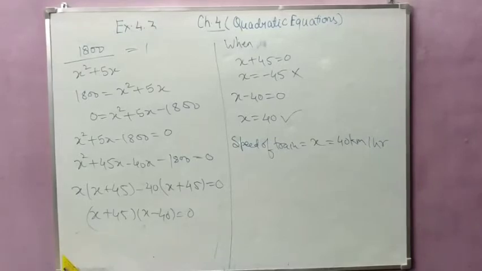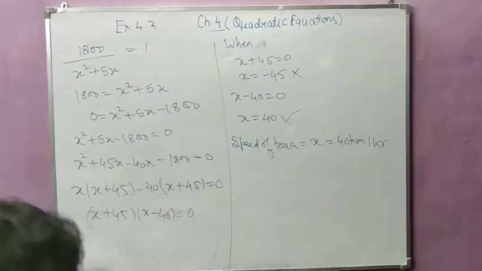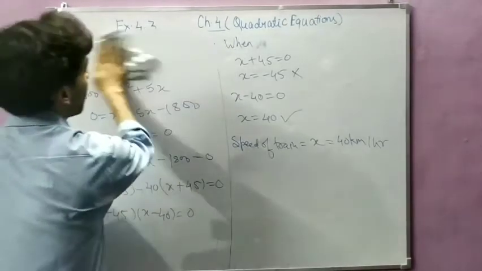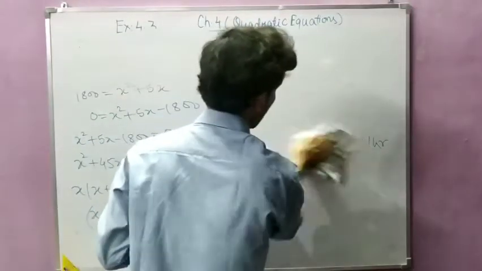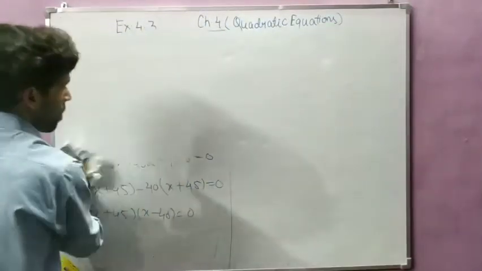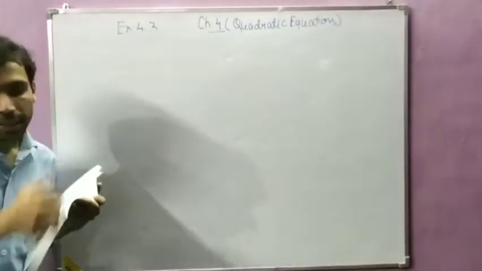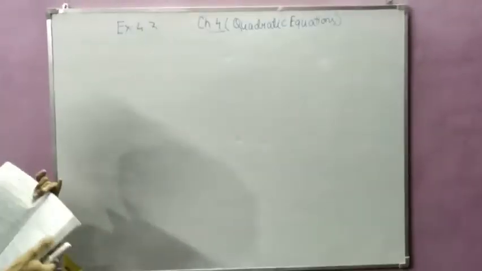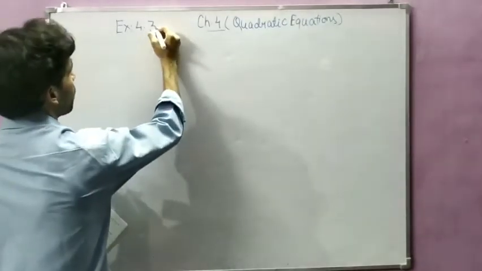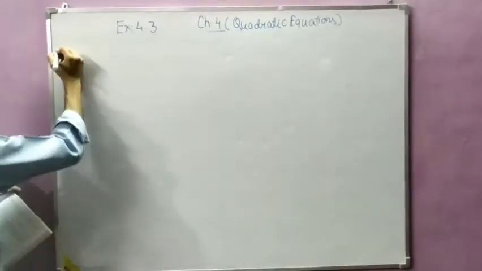So I think it is clear to you. So let's move to the next question, that is question number 9. Question number 9 is very simple and very easy. Okay. See student, the question is very easy, you just have to understand the language of the question. Question number 9.